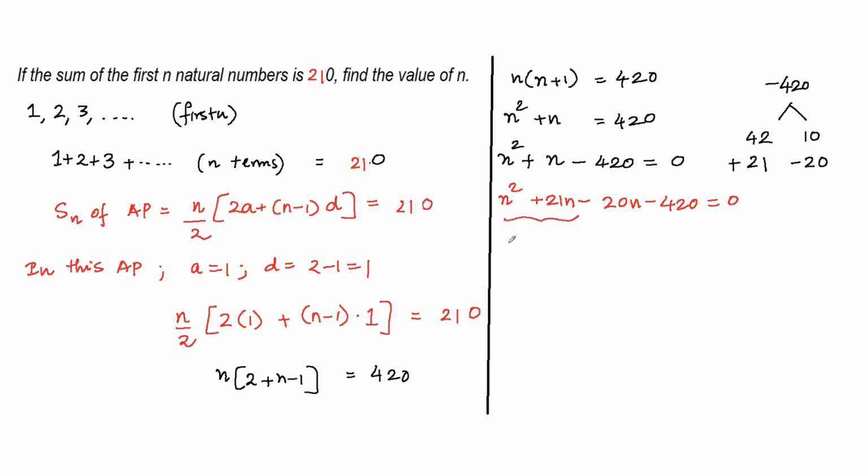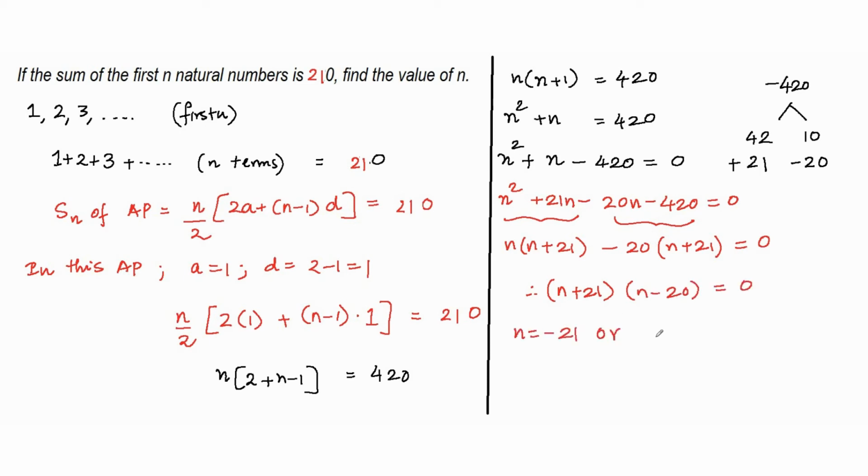Now in these two terms n is common, so n into n plus 21. In these two terms 20 is common, so 20 times n plus 21 is equal to 0. Therefore I get n plus 21 times n minus 20 is equal to 0, which implies n is either negative 21 or n is positive 20.